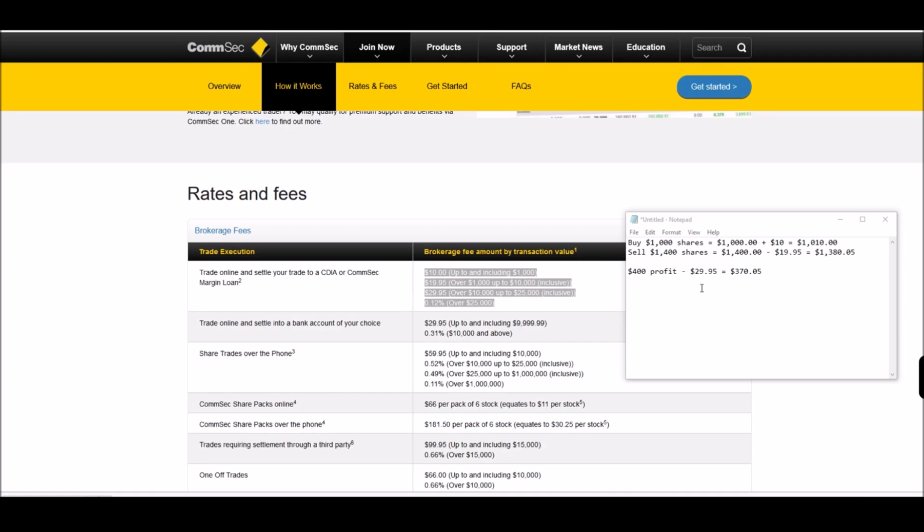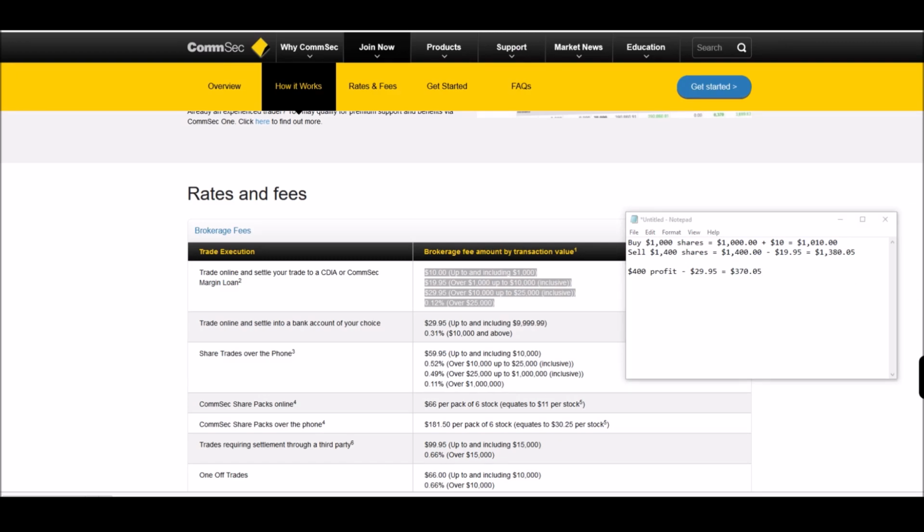Here's a quick example. Let's say you buy $1,000 worth of shares. It's going to cost you $1,000 plus $10 for the brokerage fee. That means you'll get deducted $1,010 from your CDIA account when you make this trade. Then later on, let's say in a few weeks' time, you sell those shares for $1,400. What'll happen is you'll get back $1,400 less the brokerage fee, meaning in your CDIA account, you'll get $1,380.05 back. So out of that $400 profit, you end up paying just under $30 worth of brokerage, and you end up with $370 worth of profit.